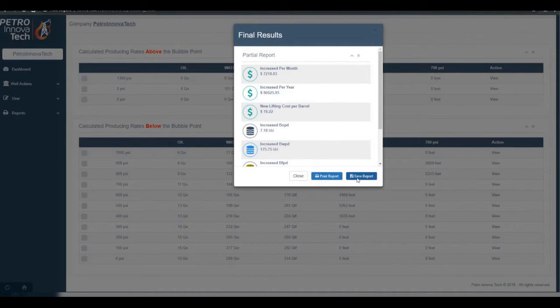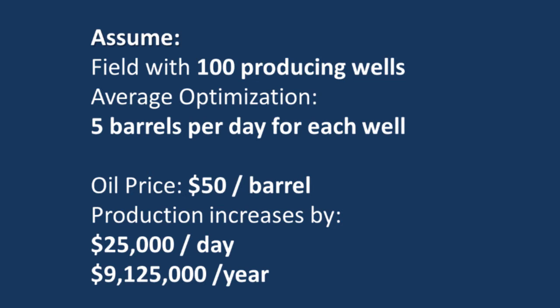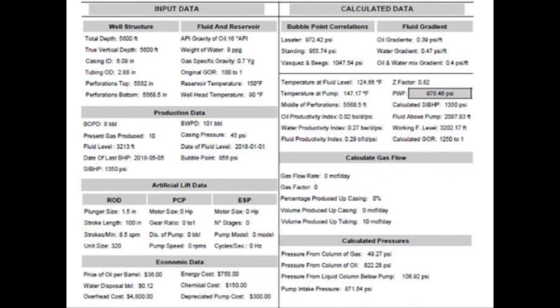Consider this example. Assume that this fictitious field with 100 producing wells, through the efforts of our production management system and oil company, increases production on an average of 5 barrels of oil per day per well. If oil sells for $50 per barrel, then daily cash production from the field increases by $25,000 a day, or $9,125,000 annually. Again, this money goes directly to the bottom line.